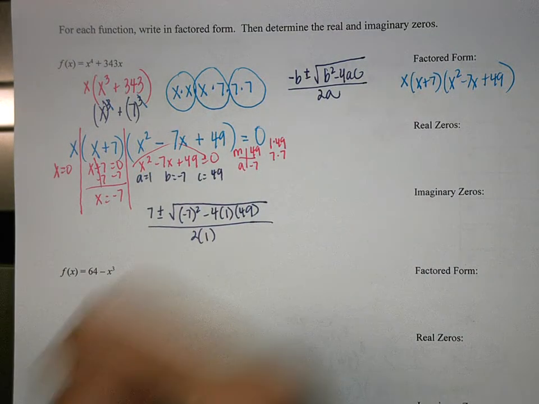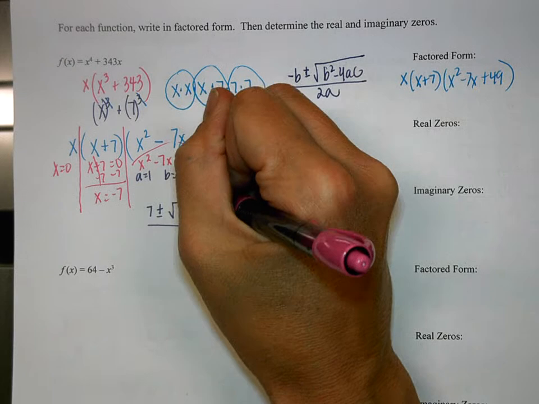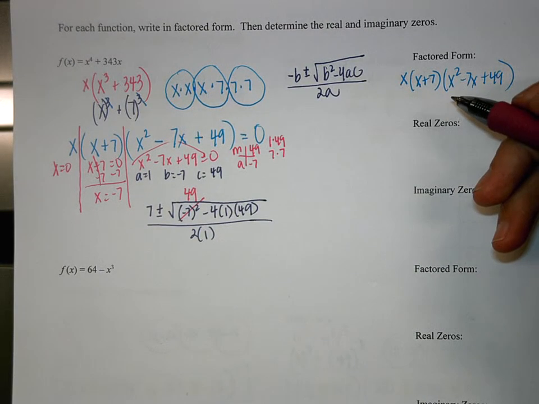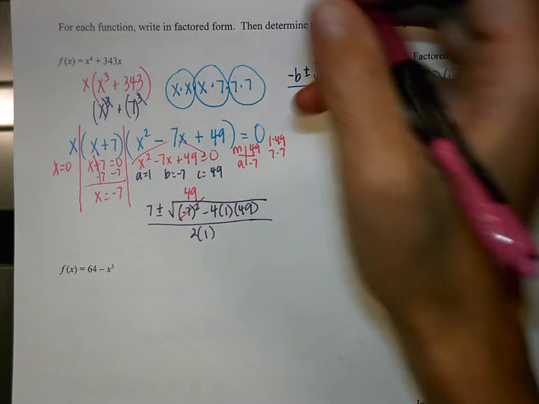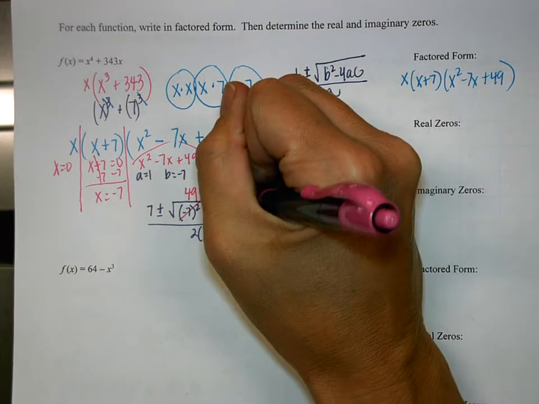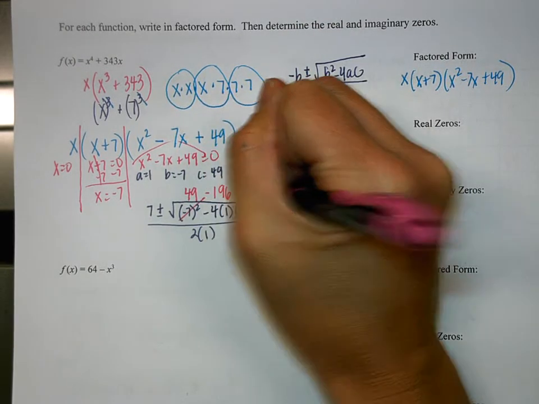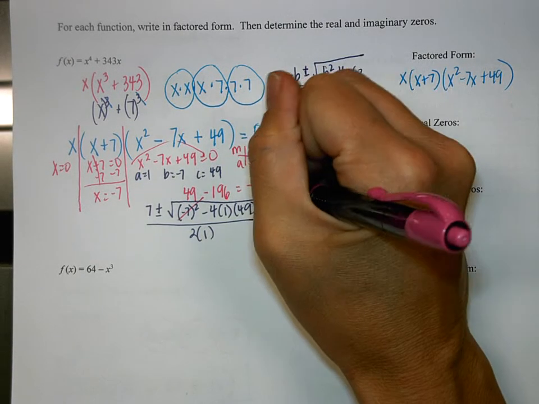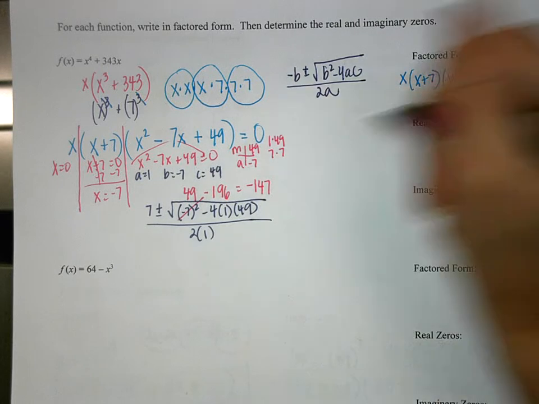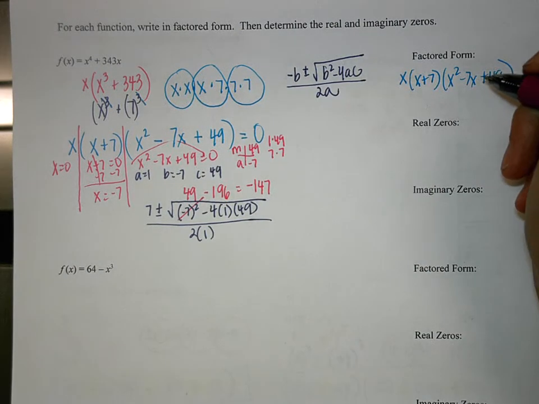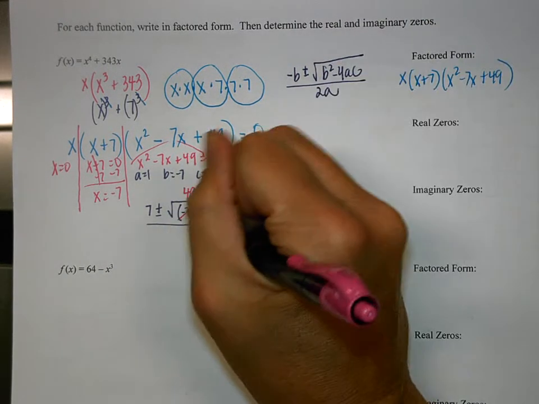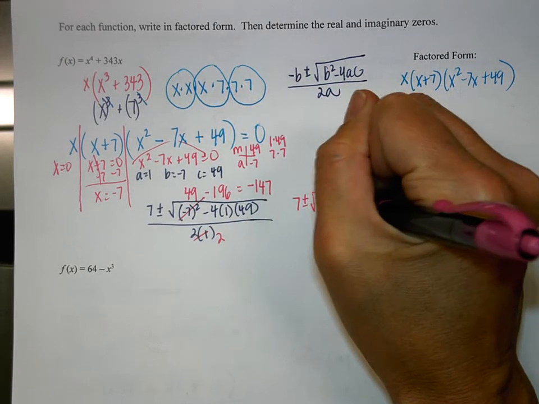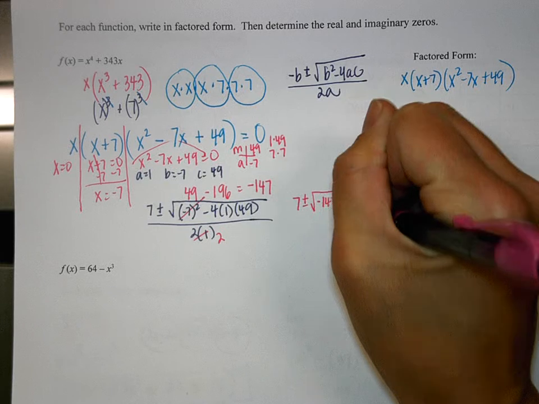Negative 7 squared is 49. And then when you multiply negative 4 times 1 times 49, that equals negative 196. 49 minus 196 is negative 147. And then 2 times 1 is 2. So we get 7 plus or minus the square root of negative 147 all over 2.